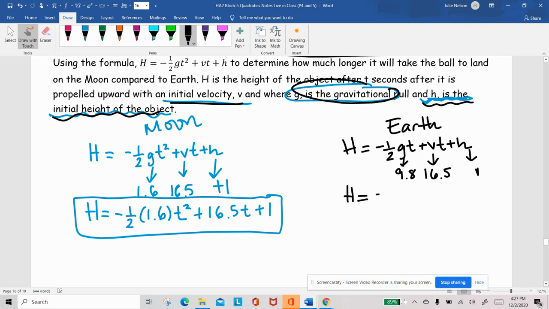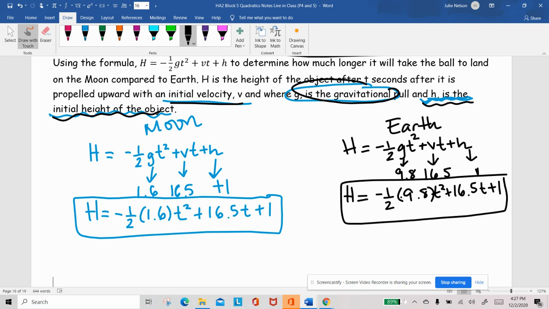So h equals -1/2 times 9.8. Oops, I forgot the little square. t squared plus 16.5 t plus 1. Now, the only thing different is because they're both very similar situations. The only thing different about the soccer ball being kicked off the moon and the soccer ball being kicked off of Earth by the exact same astronaut has to do with the gravitational force. So our formula should look fairly similar. Okay. So I'm going to write these formulas down and I'm going to go to Desmos.